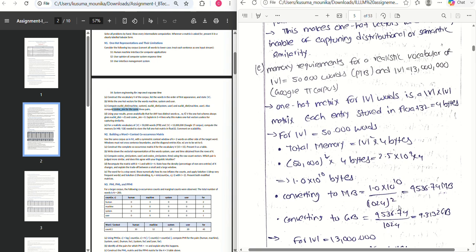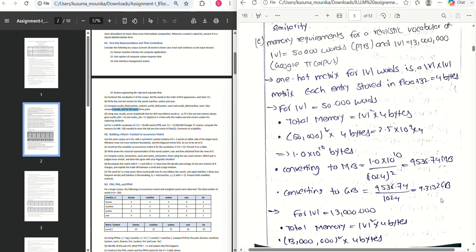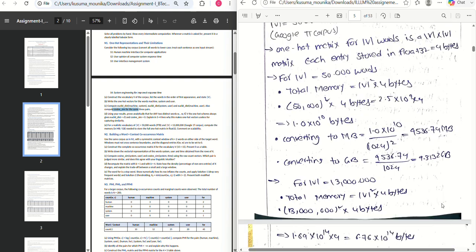For 50,000 words, it will be a total of 9.3132 GB. And for a 13 million vocabulary, the total will be 614.7170 terabytes. So even if we scale to a modest vocabulary of 50k words, storing the full one-hot matrix requires 9.3 GB, which is already impractical. And for the realistic large case of 13 million words, the matrix would require 600 terabytes, which is entirely infeasible to store or compute with in a single matrix.